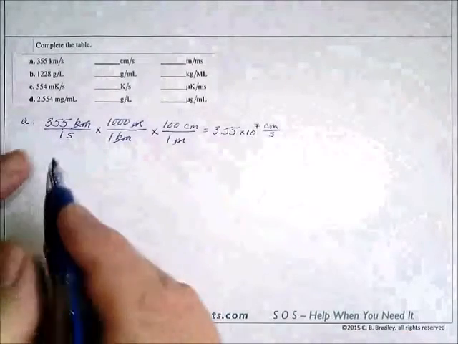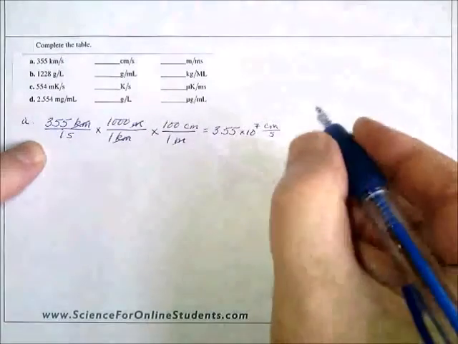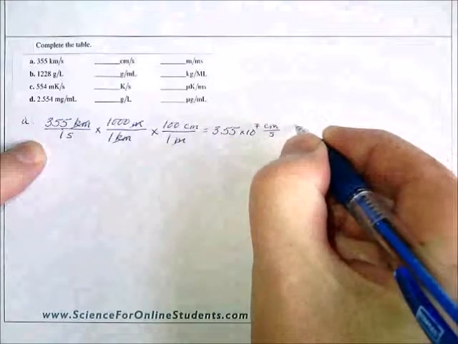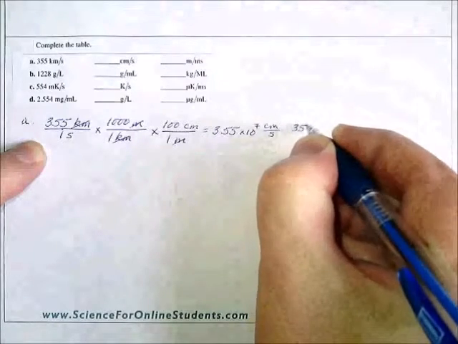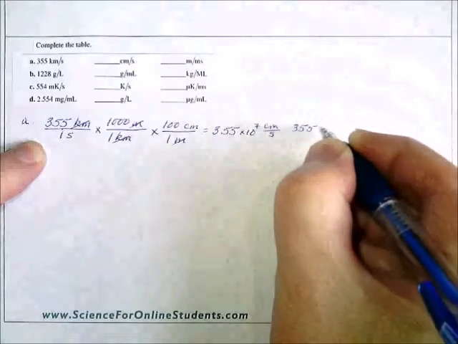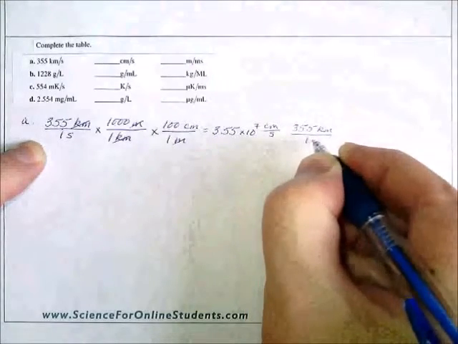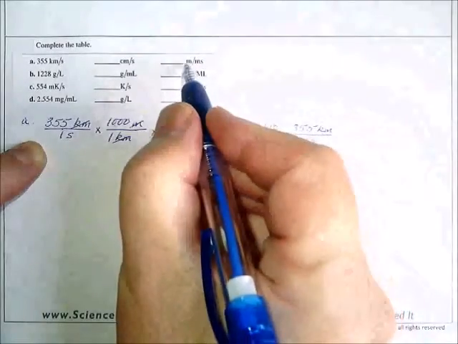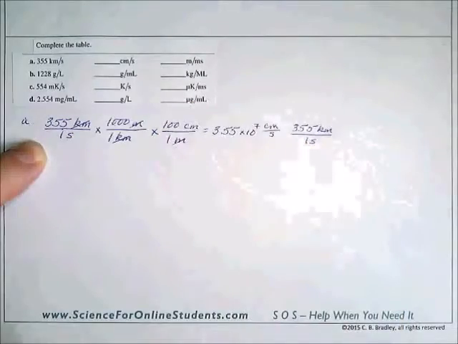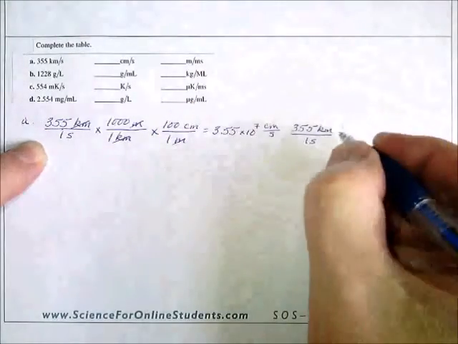Okay, now we're going to come back and do this again. 355 kilometers in 1 second. I'm going to run out of room here. And I'm going to meters and milliseconds. So I'm going to convert both of these.